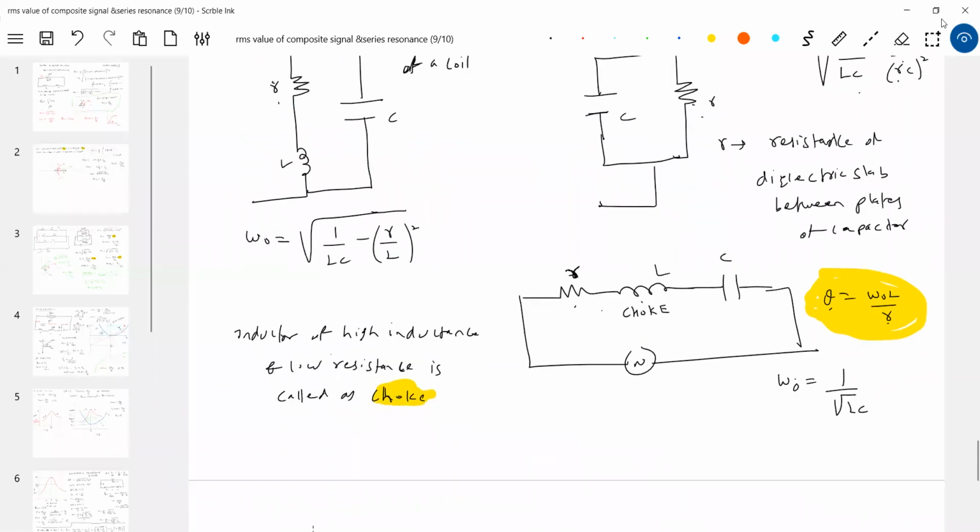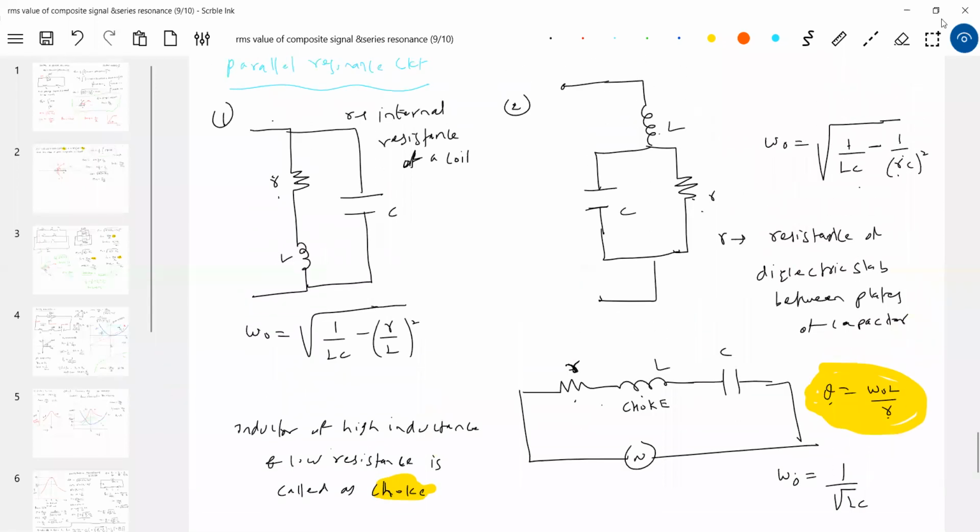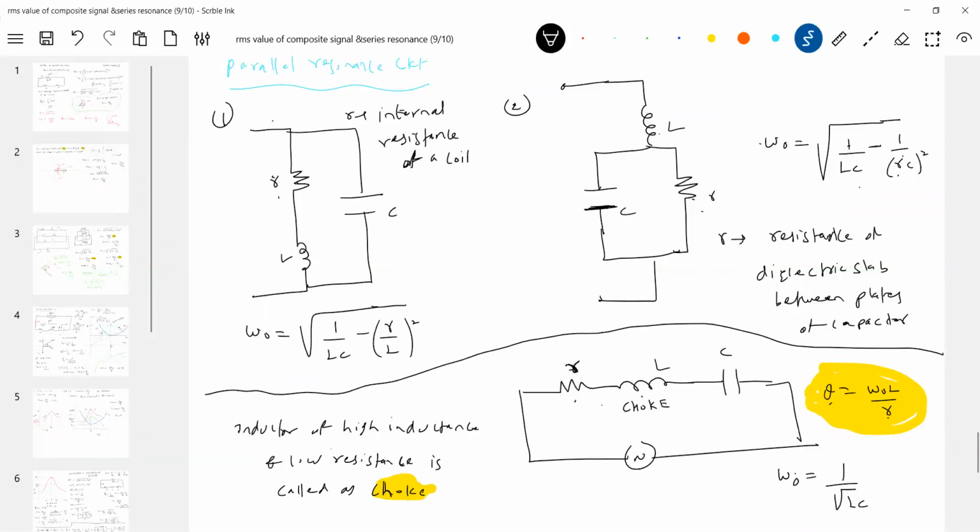In the series resonance circuit, this will be the condition. Compared to the resistance of the connecting wires, the resistance of the coil will be more in series resonance. So the inductor cannot be ideal. It will have some resistance. The capacitor cannot be ideal. The dielectric slab will have resistance, and it will affect the resonant frequencies. So when designing these resonance circuits, I should take care what type of circuit I'm designing. The word choke comes into the picture because of this condition. So good theoretical questions can be asked.